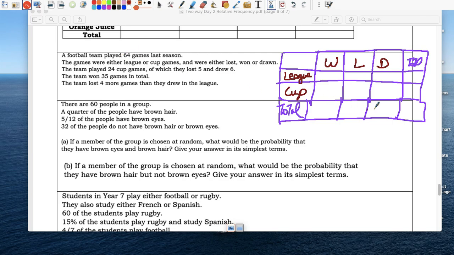Football team plays 64. So we know it's 64 games played. Check. The games, blah, blah, blah. The team played 24 cup games. So under cup, total cup games is 24. Which means total league games was 40. Right? That's easy. 40 plus 24. 64. So that.